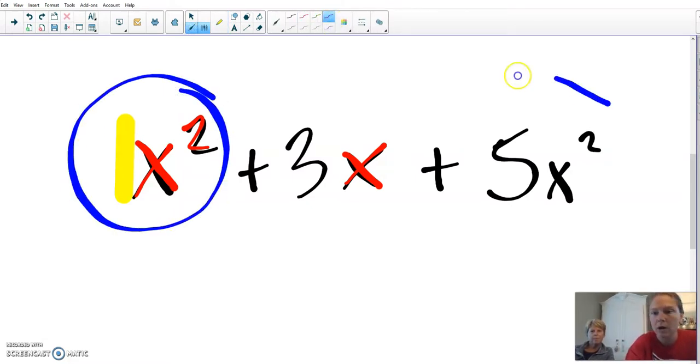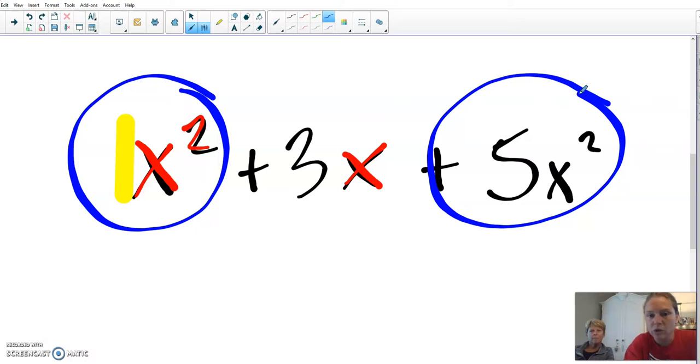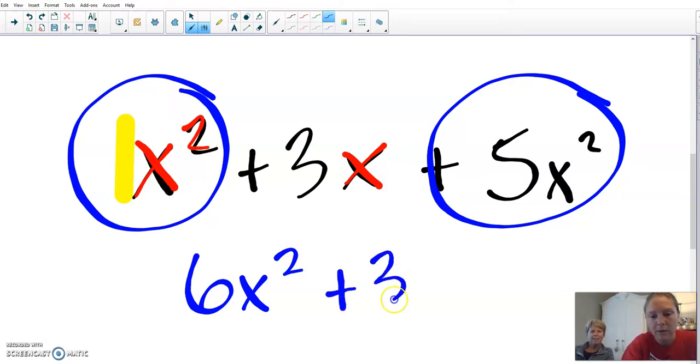1x squared plus 5x squared. 1 plus 5 is obviously, Mom. 5x squared. No, 1 plus 5. Oh, plus, sorry. 6. Sorry, guys. 6x squared. Do we have another plain x? No. So all I do is bring down the +3x.